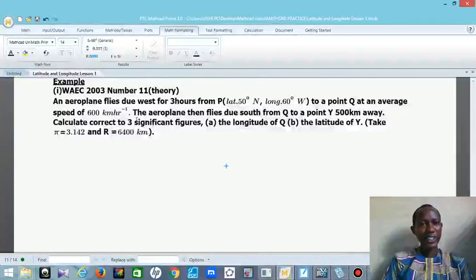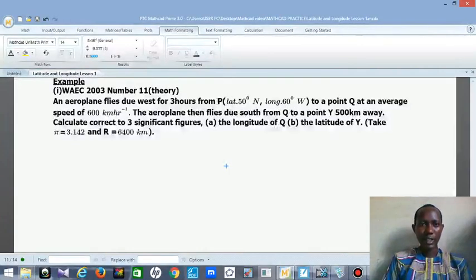Hello, I want us to study these examples together. This example is on latitude and longitude and is taken from WAEC 2003, number 11. It says an aeroplane flies due west for 3 hours from point P. So you can see the P point, which is latitude 50 degrees north, longitude 60 degrees west.